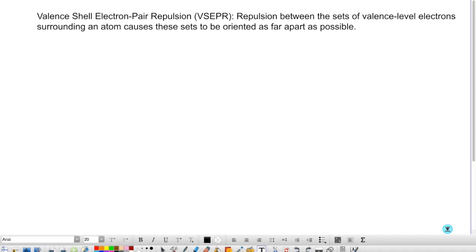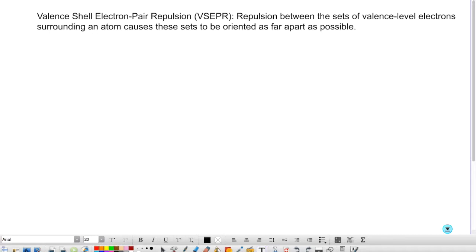So we've talked over the last few videos about drawing Lewis structures, and that gives us a general idea of how molecules are connected. But we haven't really talked about shape at all. And shape is actually very important in chemistry.